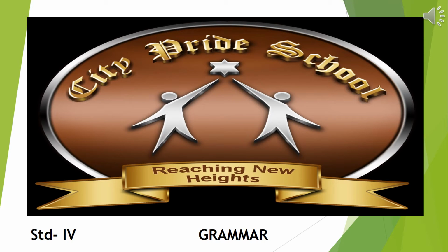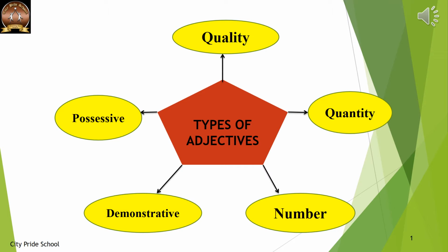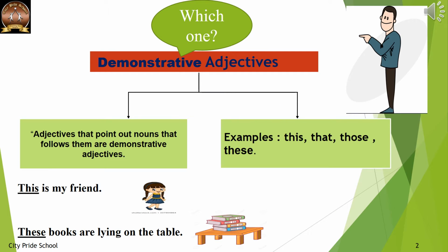Hello students, in the last video we studied three different types of adjectives: adjective of quality, adjective of quantity and adjective of number. So today we'll learn the last two types of adjectives. We are going to study possessive adjective and demonstrative adjective. So let's begin. Let's start with demonstrative adjective.